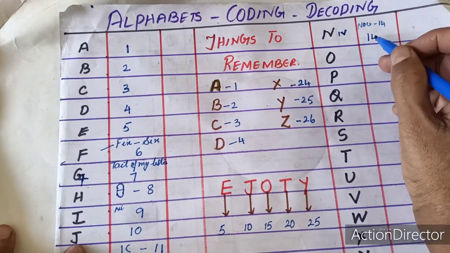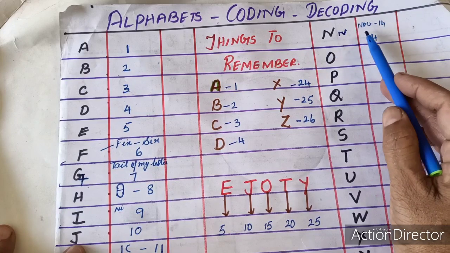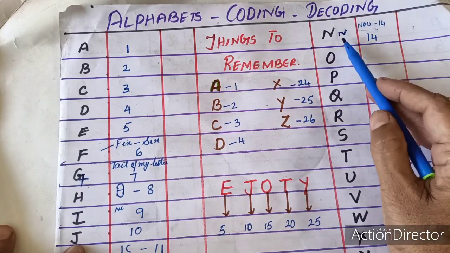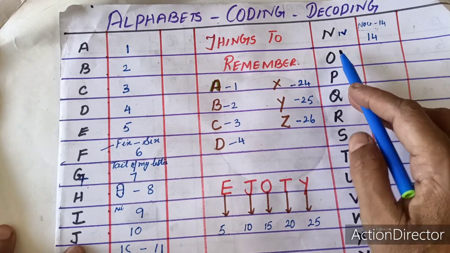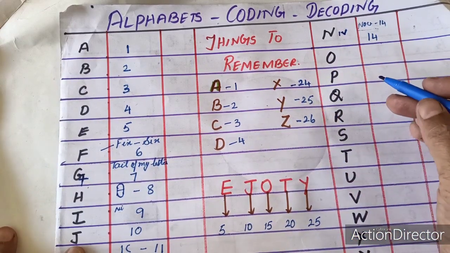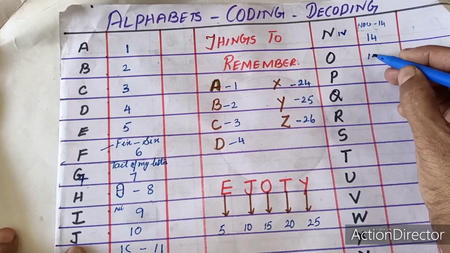So N is 14, and you can remember it in two ways. N is November 14, Children's Day, so you can remember 14. And what about O? O, you can remember as it is, 15.